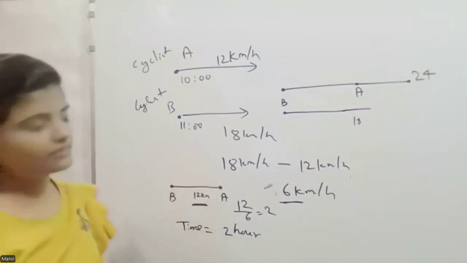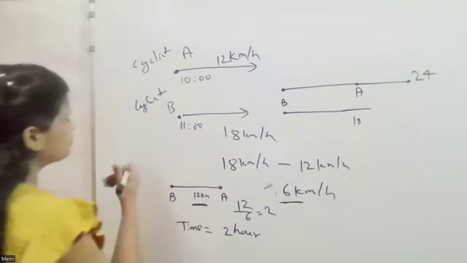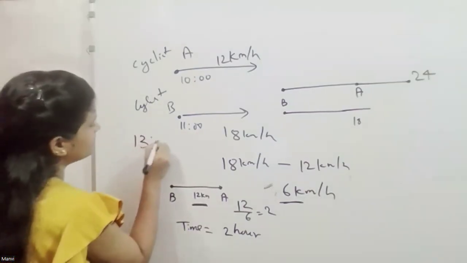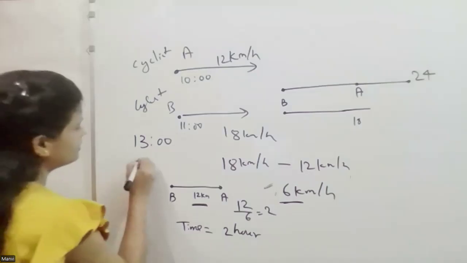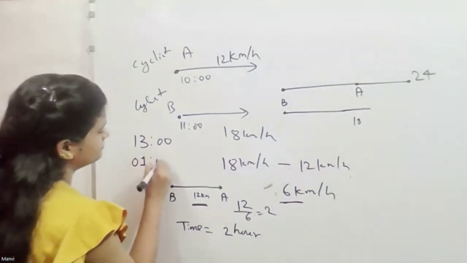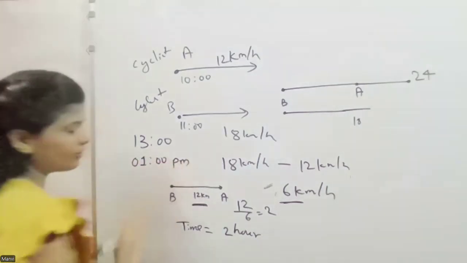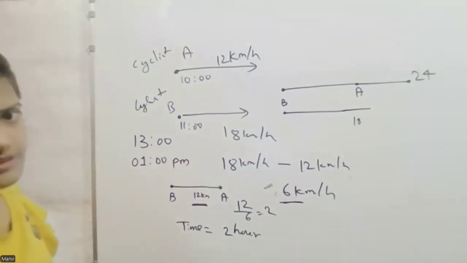So you can write it both ways. We can write 1 o'clock as 1300 in 24-hour format and 1 p.m. in 12-hour format. So both are correct actually.